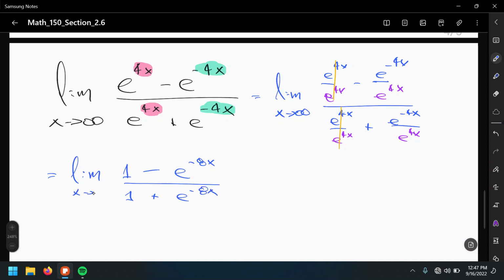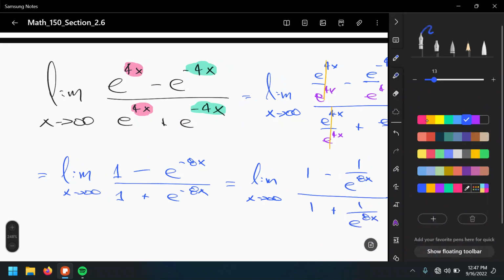As x approaches infinity. Alright, so to find these limits at infinity, I'm going to write these negative exponents with positive exponents. That's the limit as x approaches infinity of 1 minus 1 over e to the 8x, over 1 plus 1 over e to the 8x.